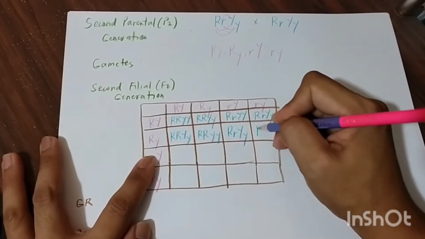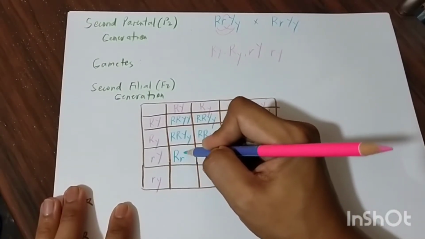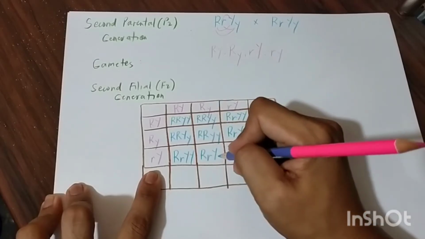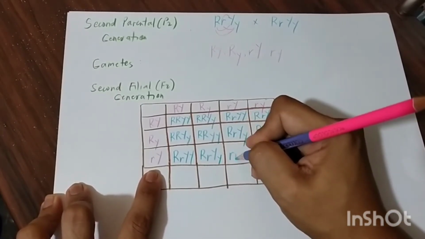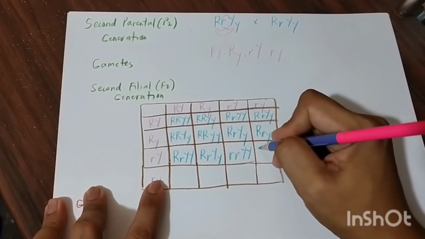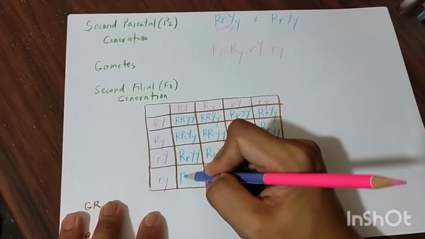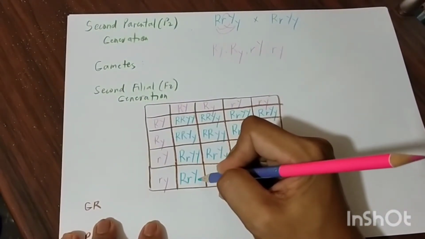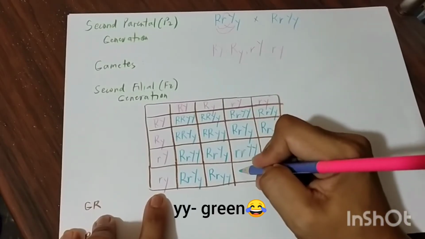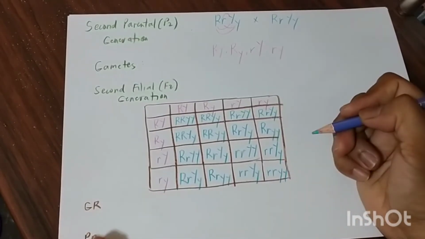We have round, wrinkled, green. Then we have round, wrinkled, yellow, round, wrinkled, yellow, and green, wrinkled, yellow, wrinkled, yellow, round, wrinkled, yellow, green, round, wrinkled, yellow, wrinkled, yellow, and wrinkled green.